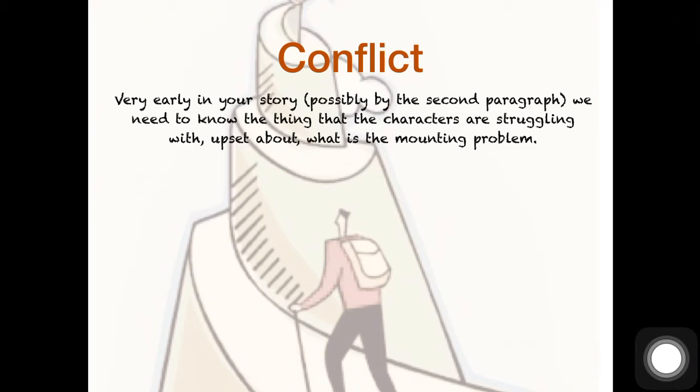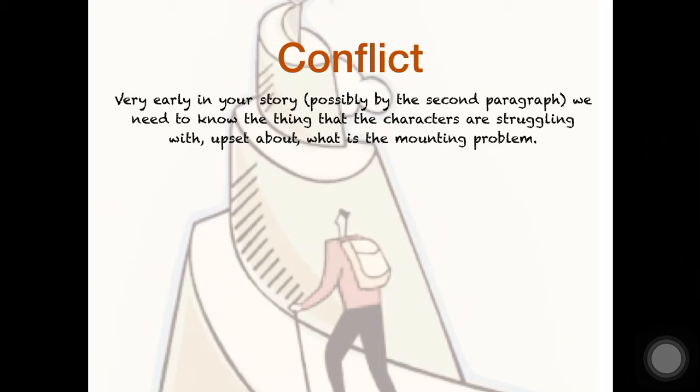Now that you have all of the history information gathered for the story that you want to write, you need to consider what the conflict is going to be in your story. Every good story has a conflict. Very early in your story, possibly by the second paragraph, we need to know the thing that the characters or the character is struggling with. Okay, this can be all the characters in your book, or this can be the main character. But what are they struggling with, or what are they upset about? What is the mounting problem?